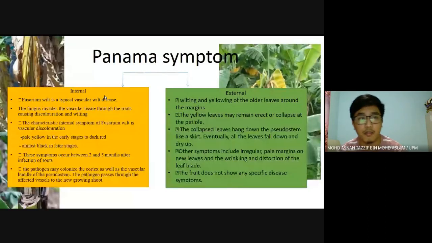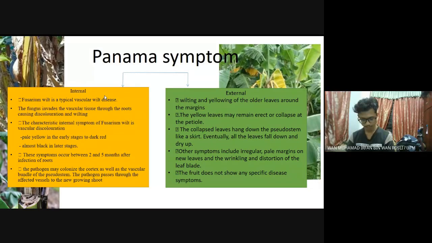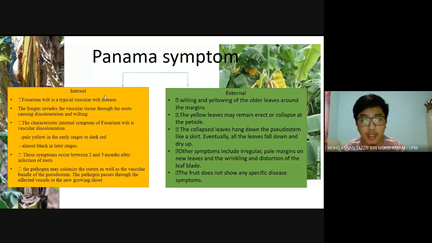Symptoms. Okay, for the first, about internal. Fusarium wilt or Panama wilt is a typical vascular wilt disease. The fungus invades the vascular tissue through the root, causing discoloration and wilting, eventually killing the plant. The progress of the internal symptom can influence the first appearance of the external symptom. The fruit do not exhibit any symptom.